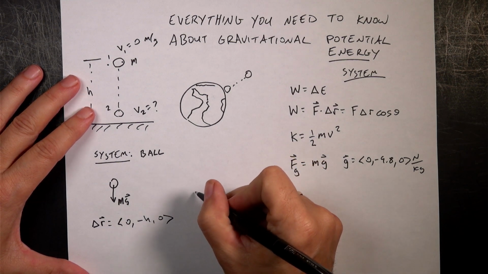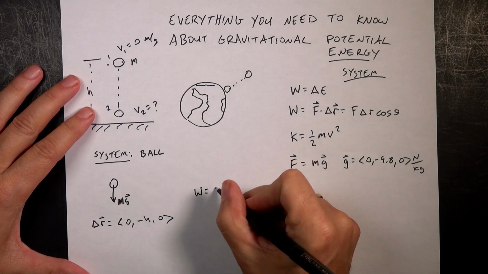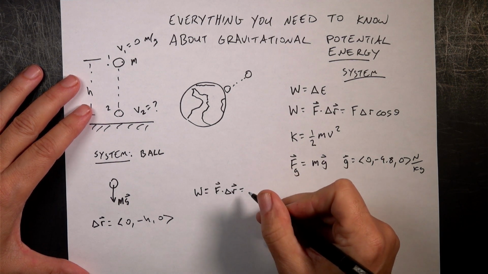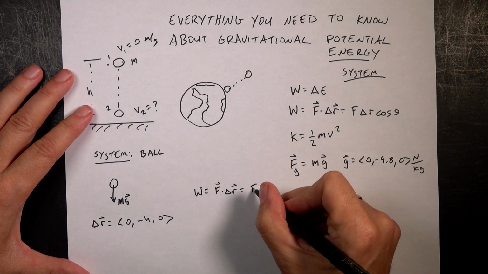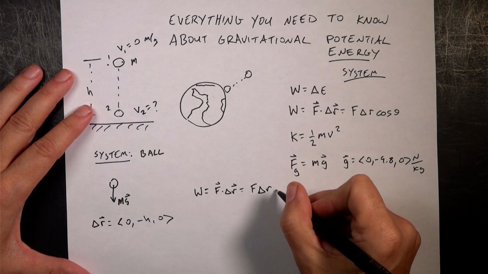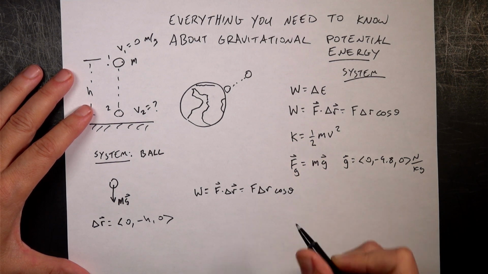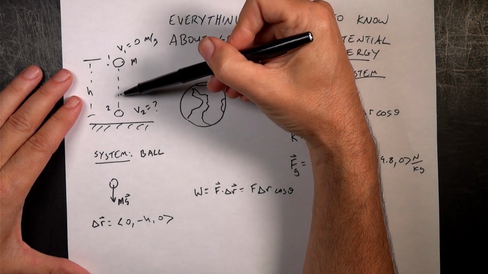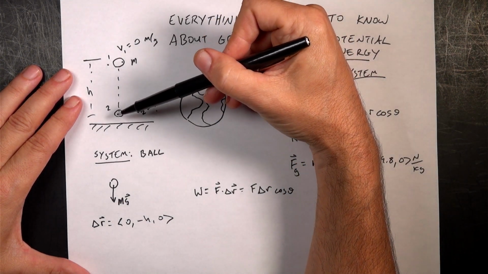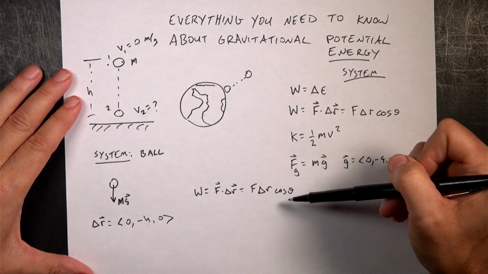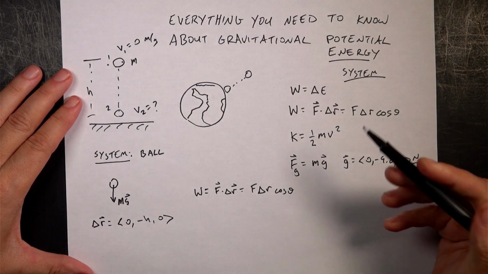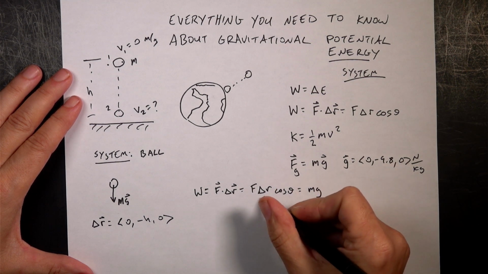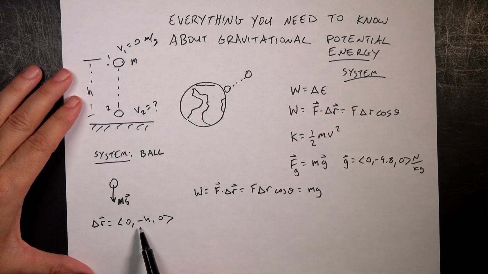So this says the work is going to be equal to F dot delta R. We can actually write that as F delta R cosine theta. And in this case, what's theta? Well, if we're moving down and the gravitational force is down, they're in the same direction. So theta is 0. The cosine of 0 is 1, so this is just F, which is going to be mg, and the magnitude of delta R is going to be h.